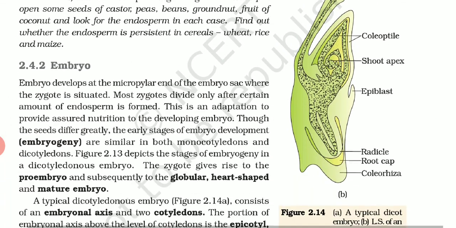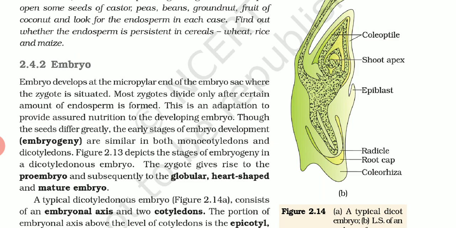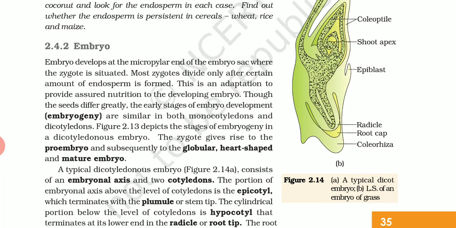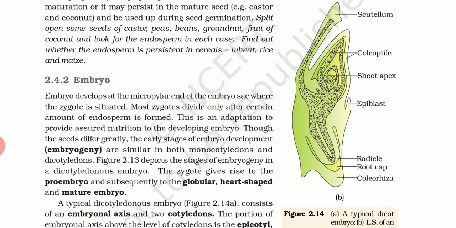Okay, so when you look at the embryo, the development stages of the embryo are called embryogeny. So what is embryogeny? The stages where the embryo develops are known as embryogeny. That is both in the case of dicots as well as in the monocots. Okay, now a typical dicot embryo.